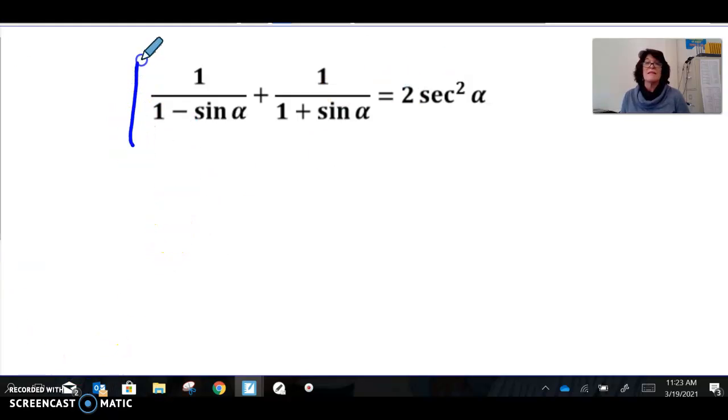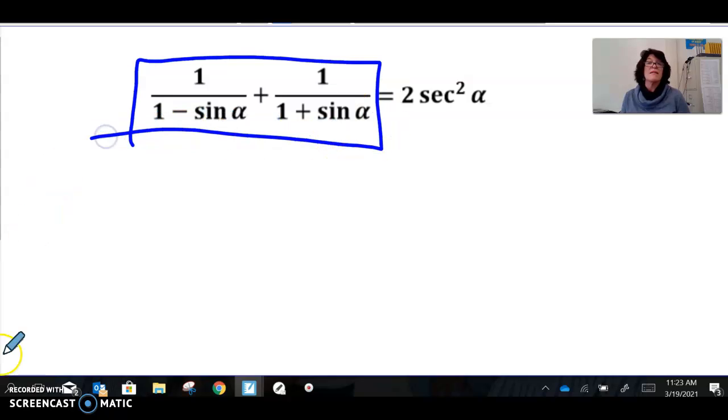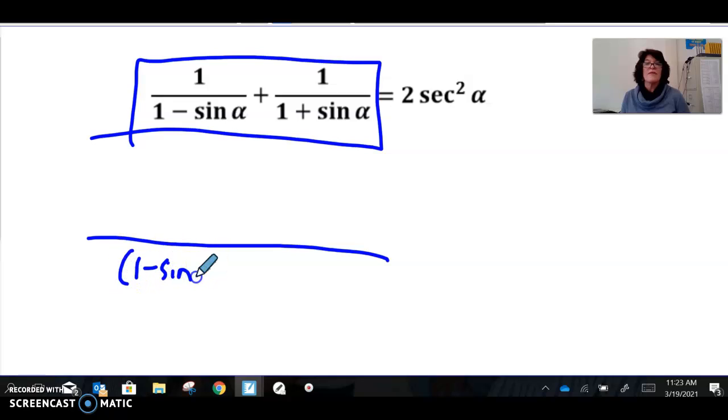Obviously, in this case, this is a mess, right? Let's get a common denominator and add those together. My common denominator would be 1 minus sine alpha times 1 plus sine alpha.